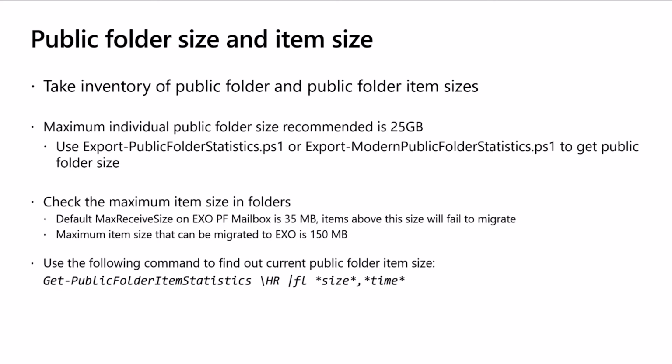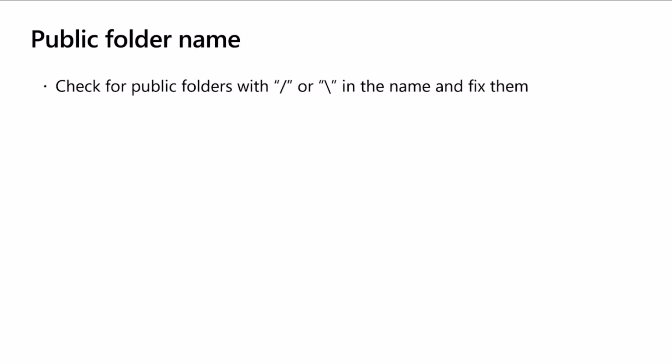For public folder items, the default max receive size on public folder mailbox in Exchange Online is 35 megabytes. You should find out the public folder item sizes at source. If you have public folder items that are larger than 35 MB, you must change the maximum send and receive size on the target public folder mailbox. However, if you have public folder items that are larger than 150 MB, you must remove these items. You can use the get public folder item statistics command to check the individual item size in the public folders.